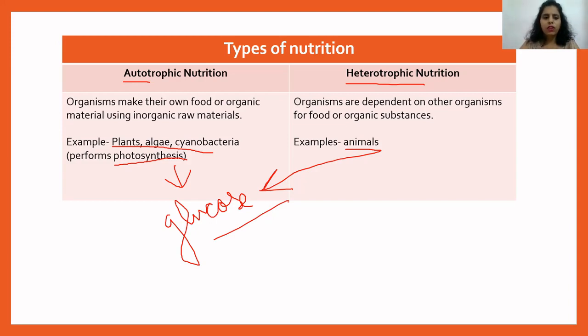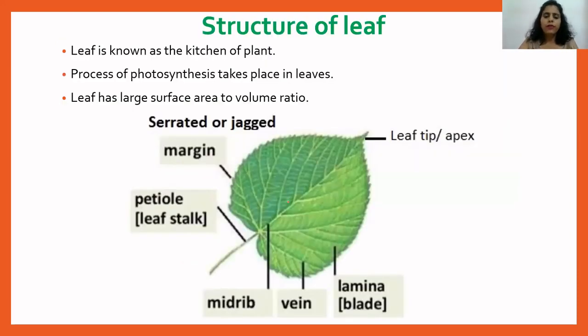Now, when we talk about autotrophic nutrition, especially in case of plants, the photosynthesis process takes place in the leaf. Before we discuss photosynthesis in detail, let's understand the structure of the leaf. The leaf is known as the kitchen of the plant, because the process of photosynthesis takes place inside the leaf. If you look at one single leaf, it always has a thin stalk at the back, and this thin stalk is known as petiole. It can also be called leaf stalk.